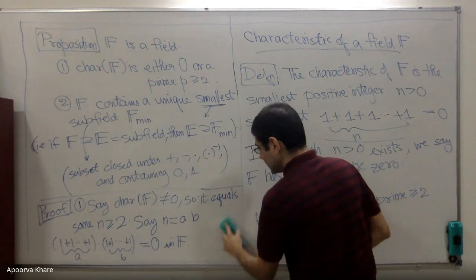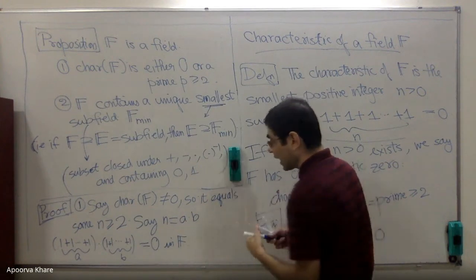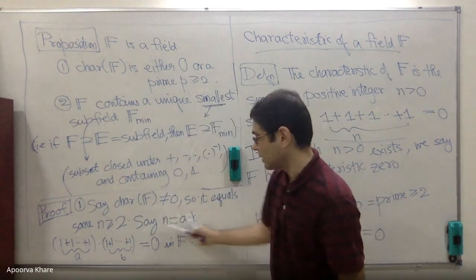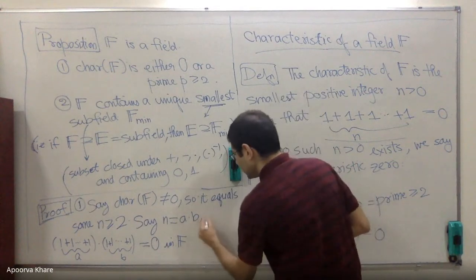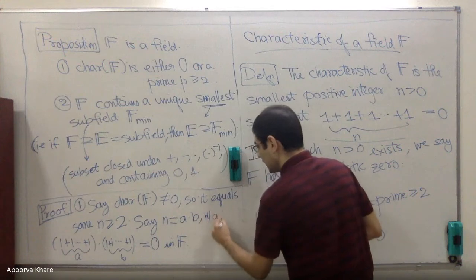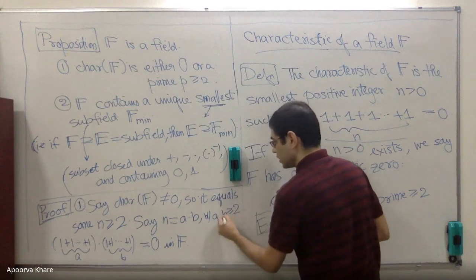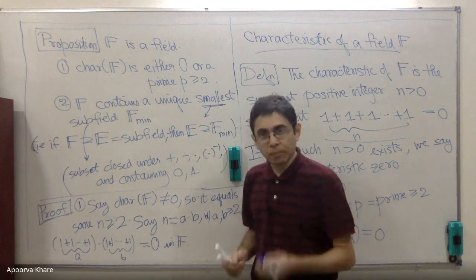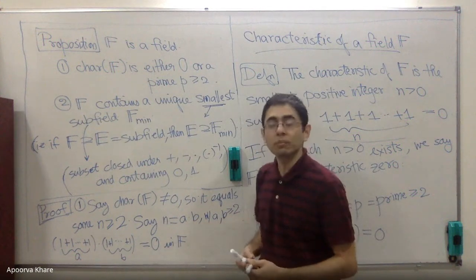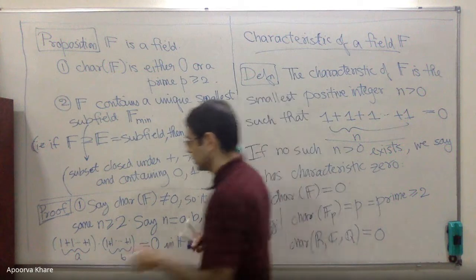Let me just say this thing. Say n is a times b, and I want to prove that n is a prime. So I'm proving it by contradiction. Suppose n equals a times b with a and b both bigger or equal to 2. That's the way you prove that something is not prime, right? A number is composite if it can be written as a product of two numbers, both of which are bigger or equal to 2.